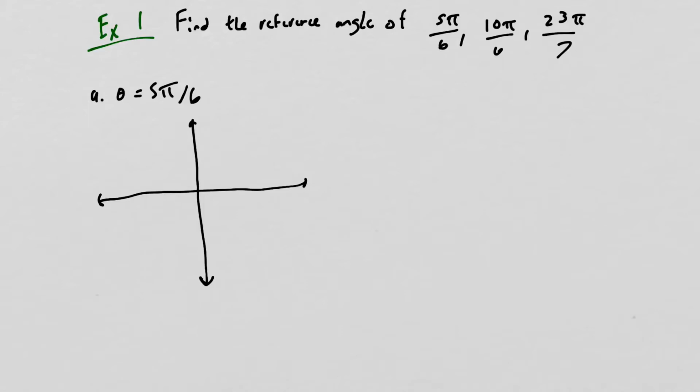Since theta is given to be 5 pi divided by 6, this is greater than pi divided by 2, but less than pi, which means our angle is going to lie somewhere in the second quadrant. The associated reference angle is then going to be formed by the negative x-axis along with this green ray here. This is going to be theta bar. Theta bar is equal to pi minus 5 pi divided by 6, which is equal to pi divided by 6.